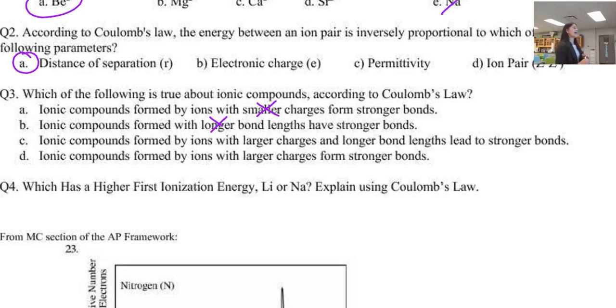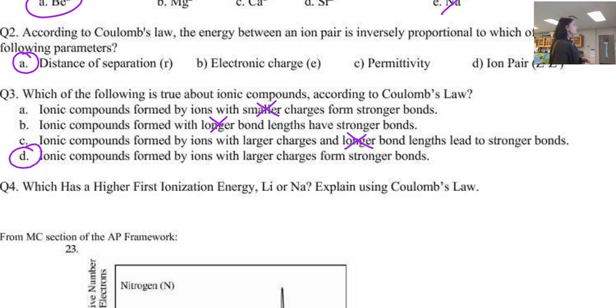Ionic compounds formed by ions with larger charges and longer bond lengths lead to stronger bonds. Oh, we were almost there. We want larger charges, but we want shorter bond lengths. And so this one says ionic compounds formed with ions with larger charges. Yes, that's the one we want.